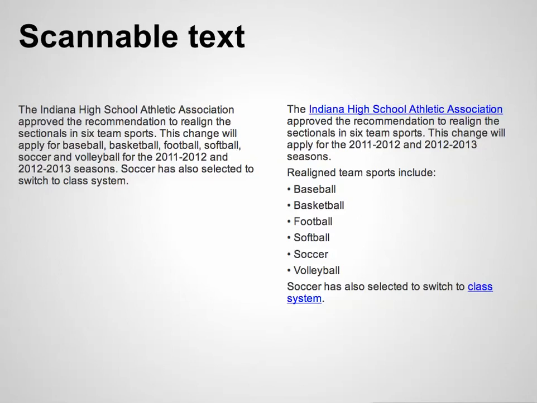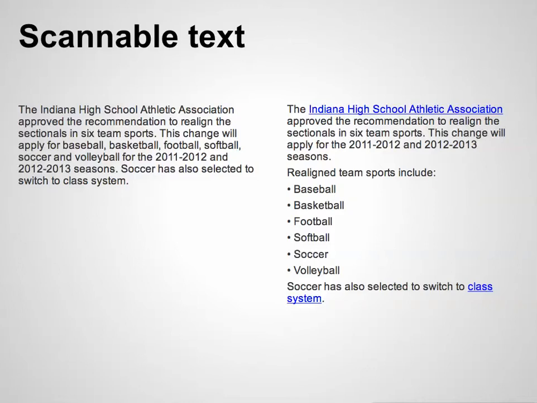And just as an example, I used these examples in a workshop that I put together for a high school publication. So I found examples on their publication. And on the left is a paragraph about some changes set in place by the Indiana High School Athletic Association. Here it is in paragraph form on the left. Here it is in bullet point form on the right with links.